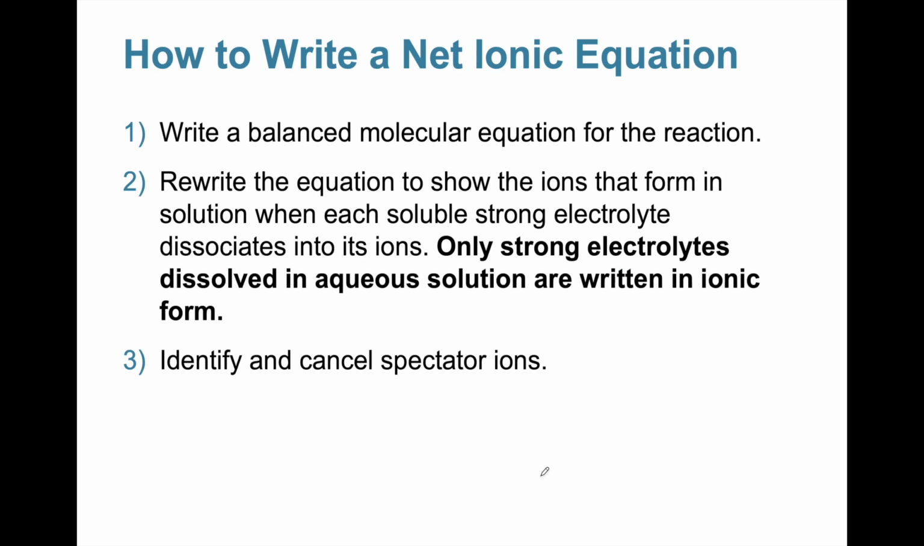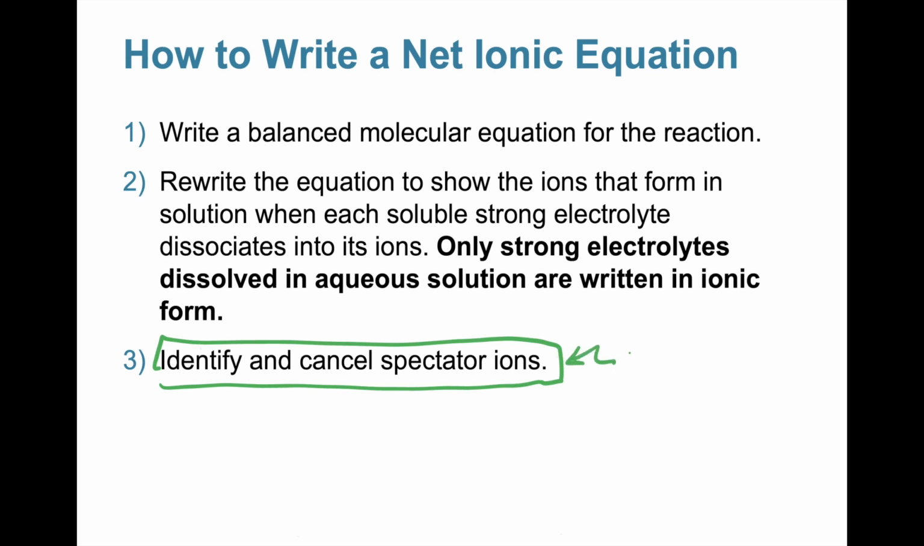So just identify and cancel out the spectator ions, which is anything that doesn't form a precipitate. I don't know how to spell precipitate. Precipitate.